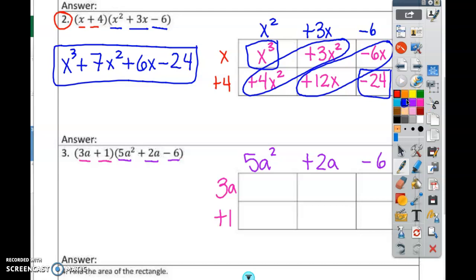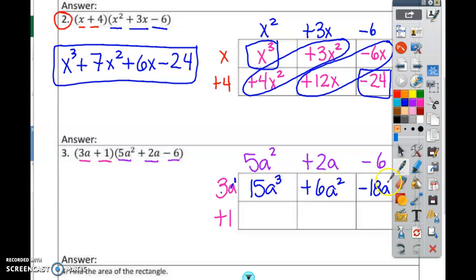Start multiplying. What's 3 times 5? 15. A times a cubed is, a times a squared is a cubed. 1, 2. That's 3. Okay? 3 times 2, 6. Positive 6a squared. Remember, they go in order. This is 1a, this is another a, so it's a squared. 3 times negative 6. Negative 18a, because it goes in order.